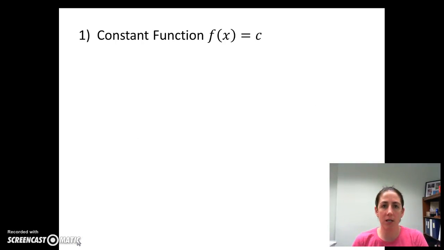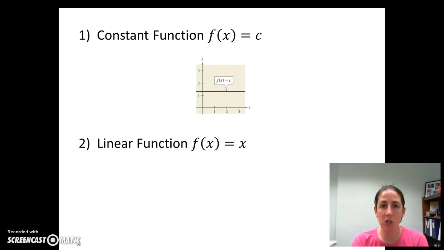The first one is the constant function, f of x equals c. Now c is just a number. Notice there's no variable. Now remember, f of x took the place of y, so whenever we had y equals a number, it just formed this nice horizontal line. The next one is the parent function to our linear function. This is what all of our y equals mx plus b graphs look like. The parent to that is f of x equals x, and it's just this nice slanted, perfectly straight line.